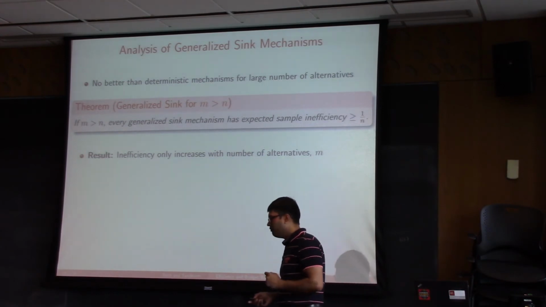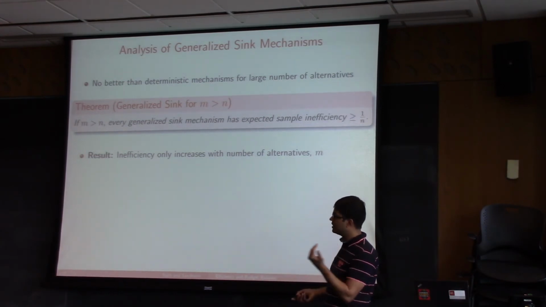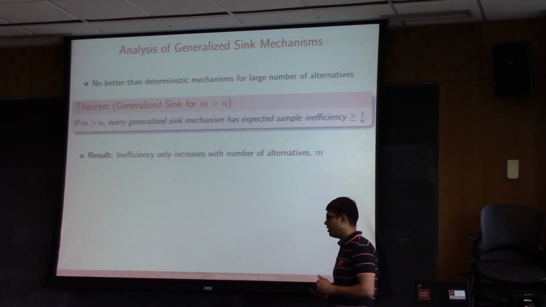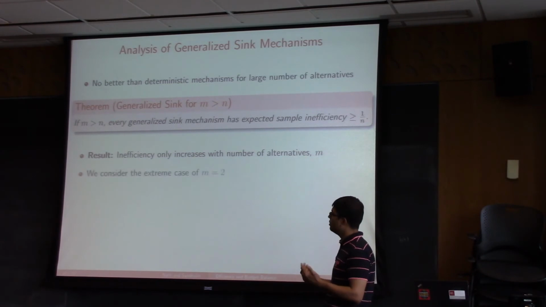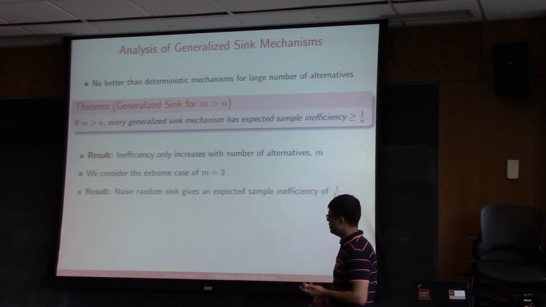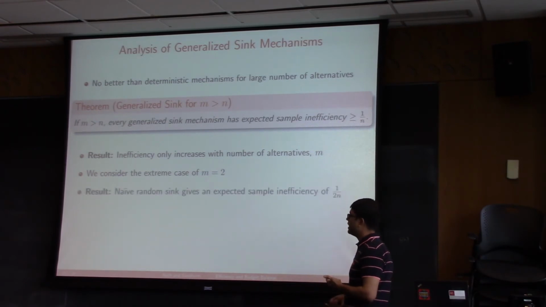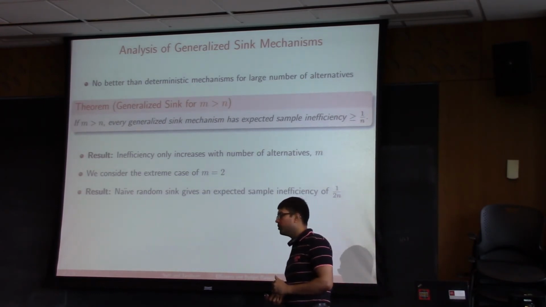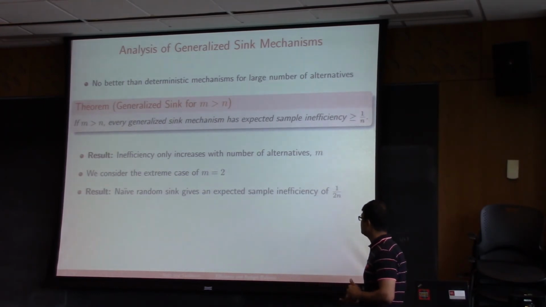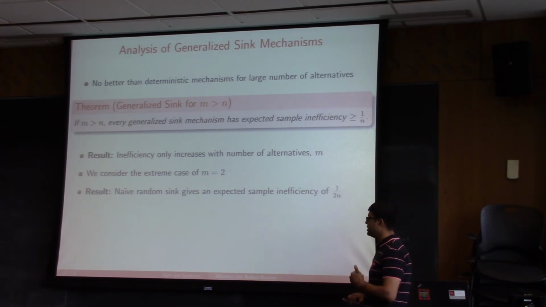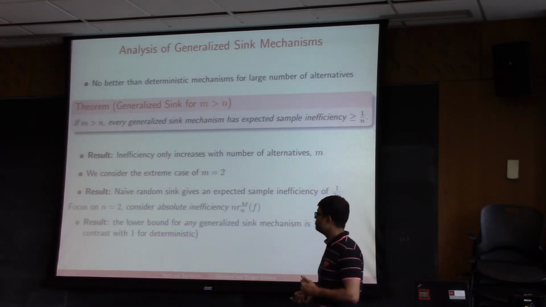So in view of this result, we look at the other extreme case, because we know that if there are many alternatives, it's going to have a very bad inefficiency bound. We look at the extreme case of M equal to 2, only 2 alternatives. Now what happens? It's very easy to see that the naive random sink, that is, picking every agent with probability 1 by n, gives a sample inefficiency of 1 by twice n. It improves by a factor of 2.